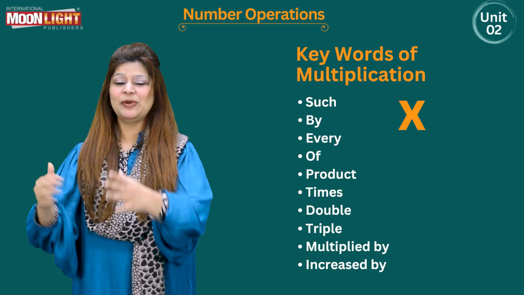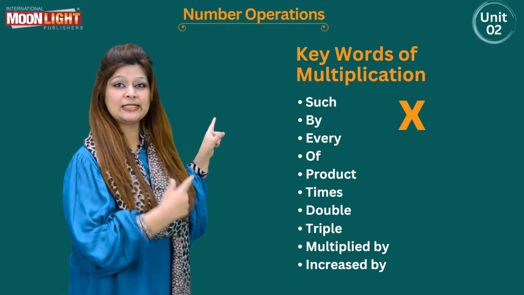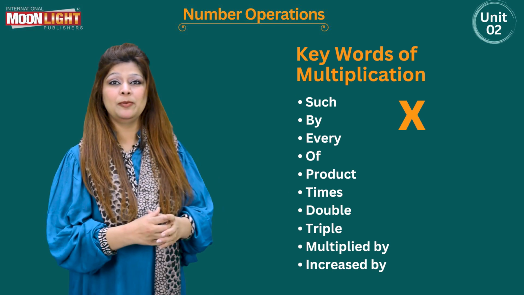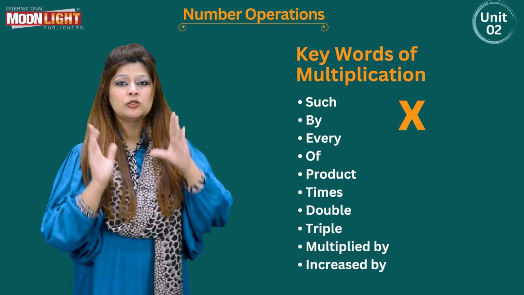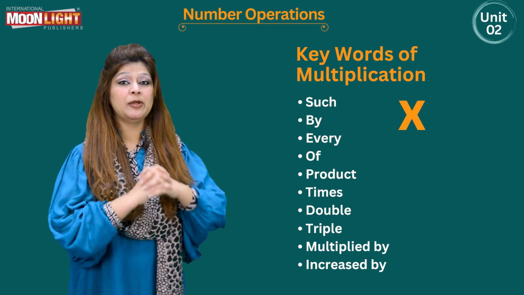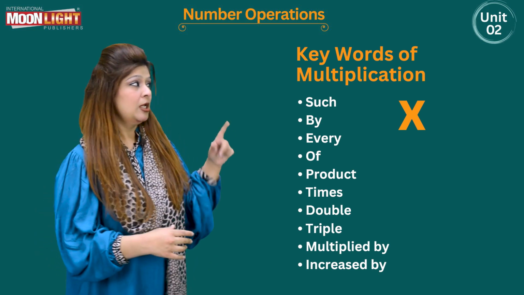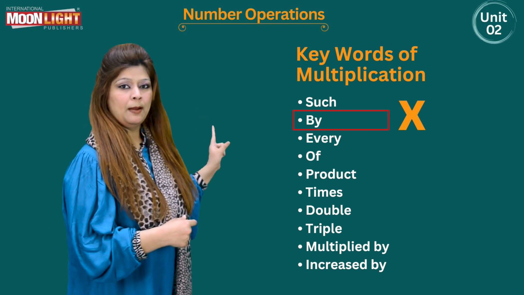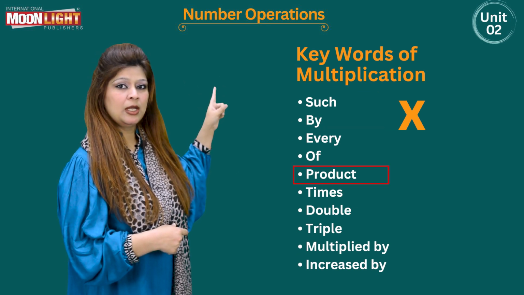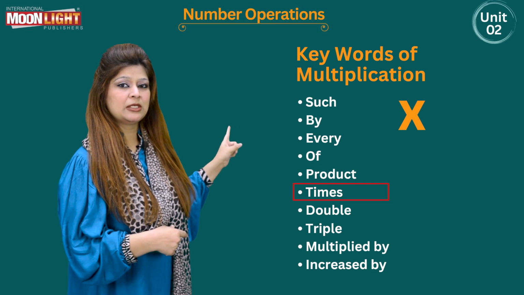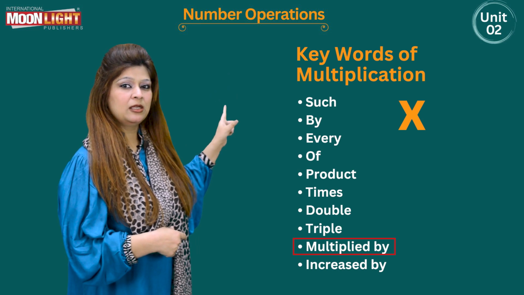Here, the keywords of multiplication are on your screen. These words are going to tell you that you are going to apply multiplication. As you know, this one is the multiplication symbol. Remember these words because they tell you that a real life situation is related to multiplication. The words are: such, by, every, of, product, times, double, triple, multiplied by, increased by.